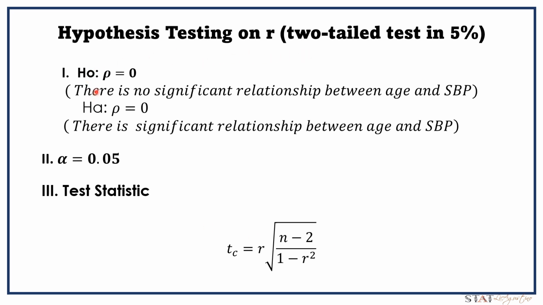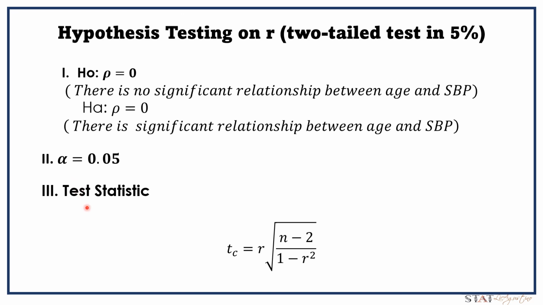So, rho, this is for relationship, is equal to 0. There is no significant relationship between age and SBP. That's how you state your null hypothesis. And then your alternative hypothesis, rho is not equal to 0. So there is a significant relationship between age and SBP. So our level of significance is 0.05, or alpha is equal to 5%.